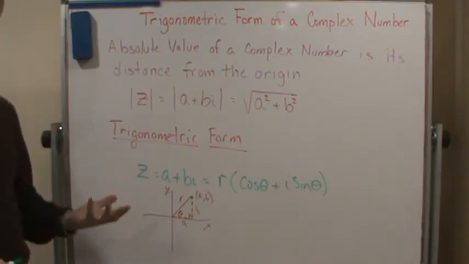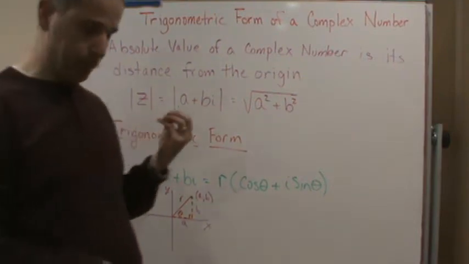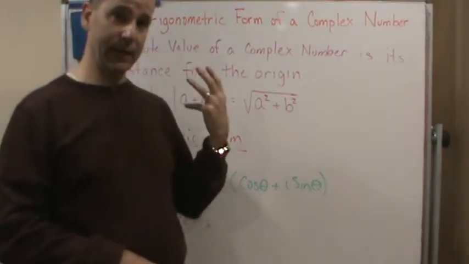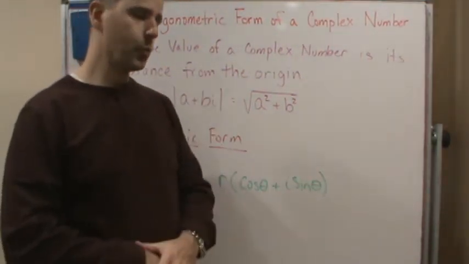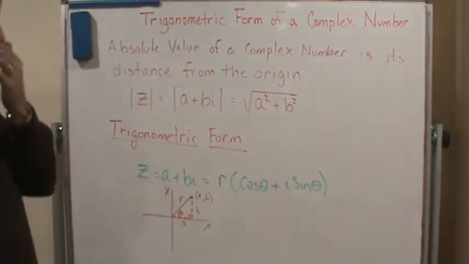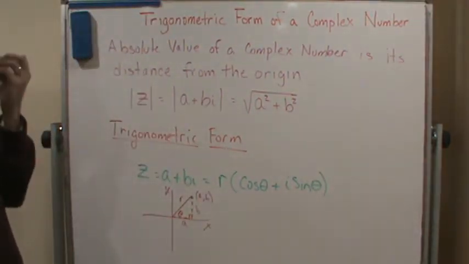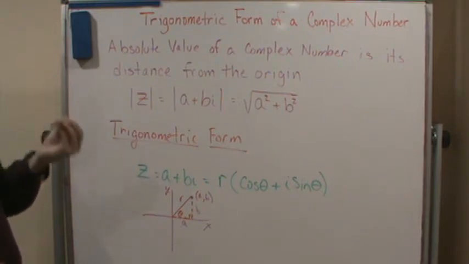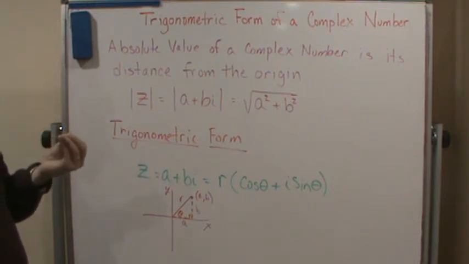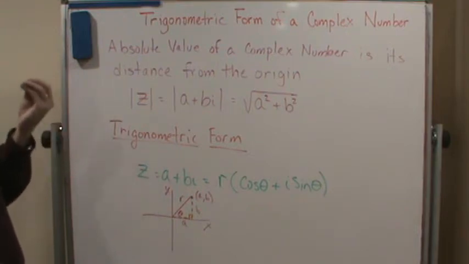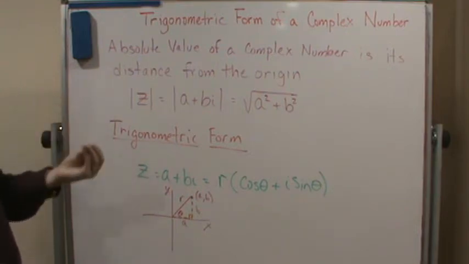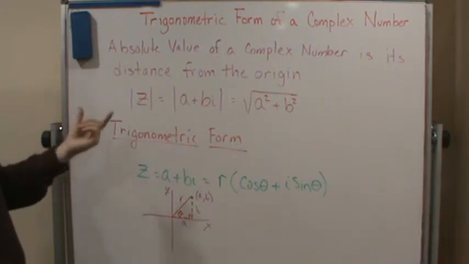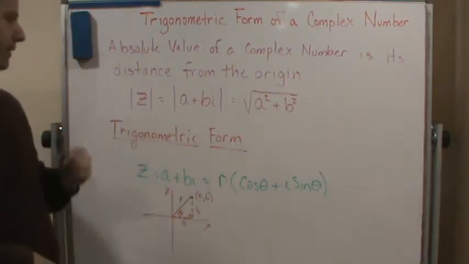So we talked about how to graph a complex number on the imaginary plane, okay? So with that in mind, we define that the absolute value of that is going to be the distance that complex number is from the origin. And so this is how we define it then.